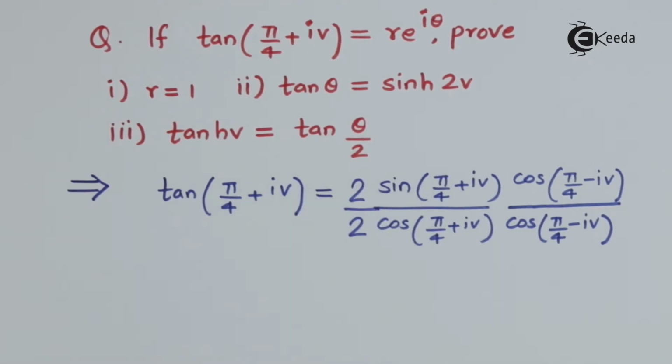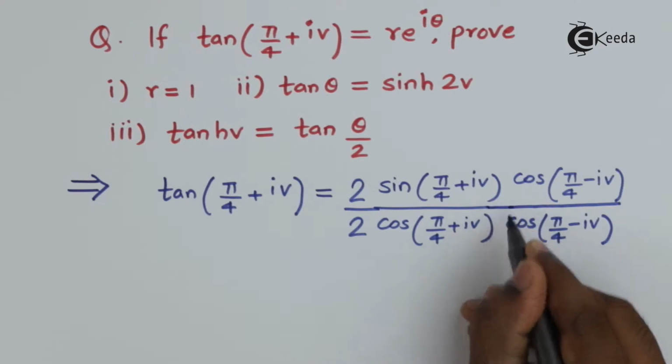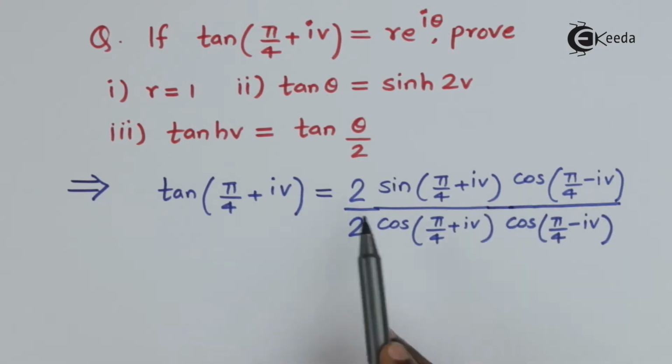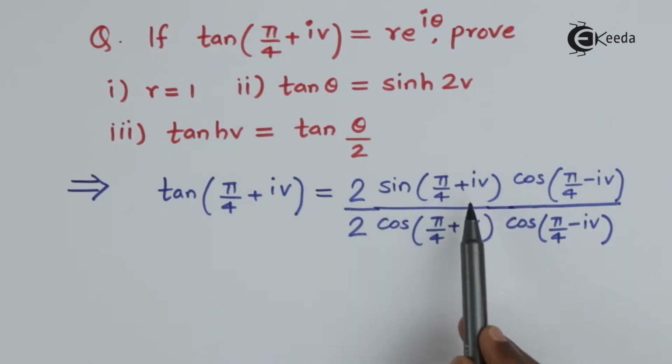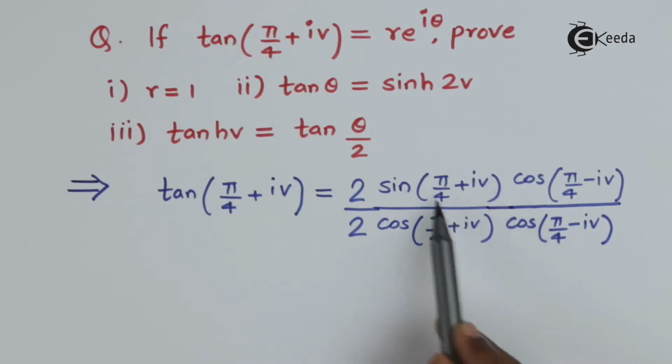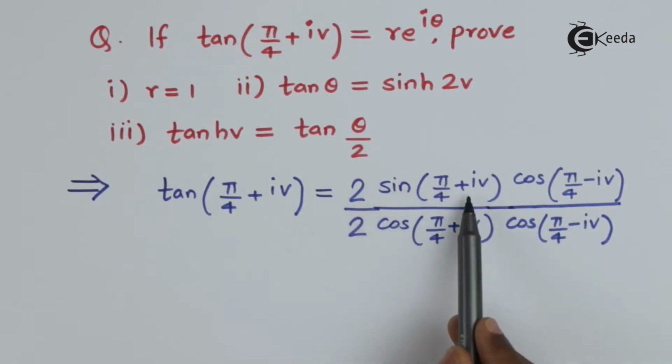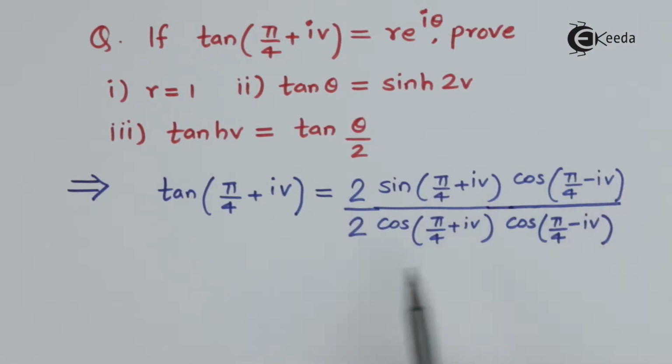Now by doing this, what happened is we got the factorization formula in the numerator as well as in the denominator. So if you observe the numerator, here we got 2 sine a, let's say if I assume this as a, so we got 2 sine a into cos b. Similarly, here we got 2 cos a into cos b. So here we can apply the formula of factorization to get the solution.